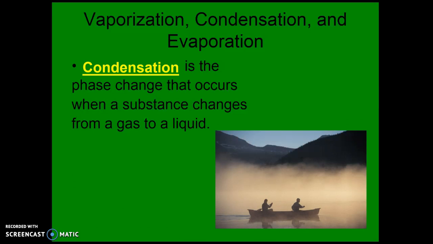Last one here for this group or this cluster is condensation. This is a phase change that occurs when a substance changes from a gas to a liquid. One of the examples here is morning dew on the grass. So if you've ever gone outside in the springtime or in the summer and you know that it did not rain the night before, but you go outside and the grass is wet, that is what we call morning dew. It's that moisture that forms from the gas of the air, the moisture in the air, then changes from the gas phase to the liquid.